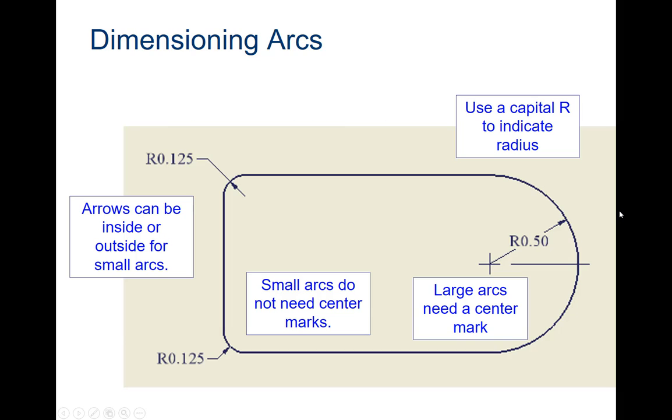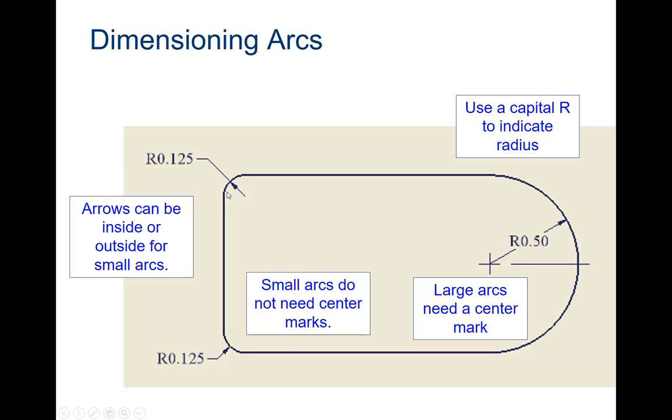So here we have a little object that's got 2 arcs and what would be a circle. Let's look at this big one here first. We've got a very large arc, almost a half circle, and there is a center mark placed in this. So make sure that you put your center mark in. And then we're just measuring the radius off of that center mark. Remember, the capital R is radius.